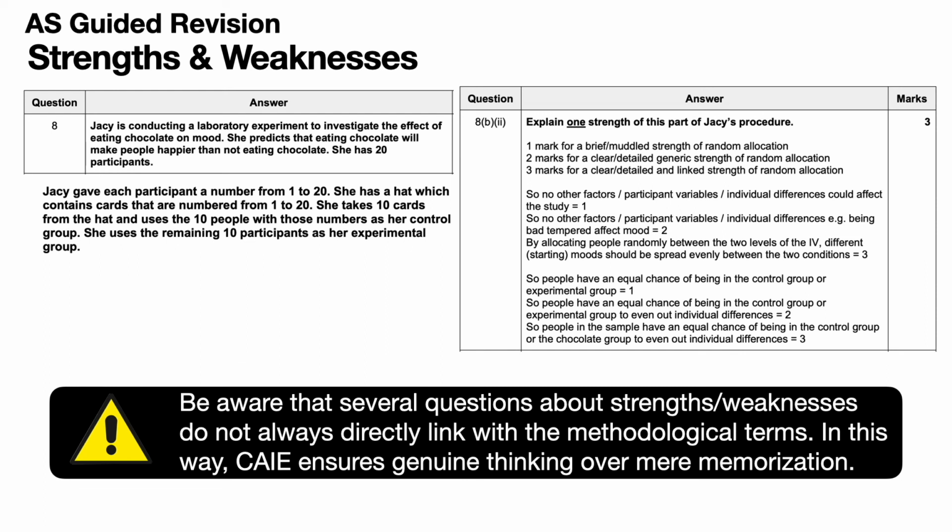Now, I read all this because we just spoke about random allocation, yet here is a question asking for a strength of random allocation without actually using the term. All right, and there are other examples of questions like this. They're not very frequent, but they do happen from time to time. So be aware you could be asked about a concept without that concept being named.